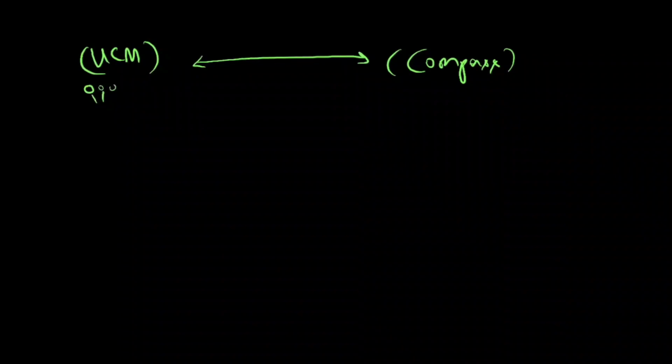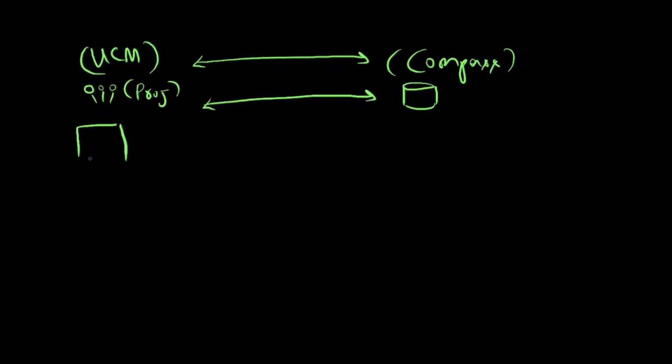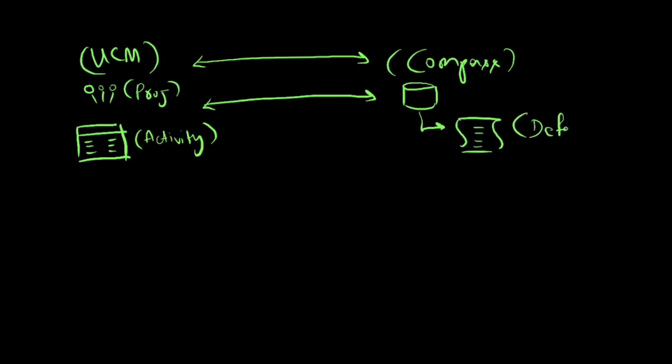Now coming to the integration part, once integration is done, there will be a one-to-one linking between the UCM project and the Compass database. In UCM, we know that there is a need of creating an activity for doing the changes. And in Compass, we can create the records, which are nothing but the defects. So once a defect is created in an integrated Compass database, it will first be in the new state and then assigned to a specific developer who has to work on it.